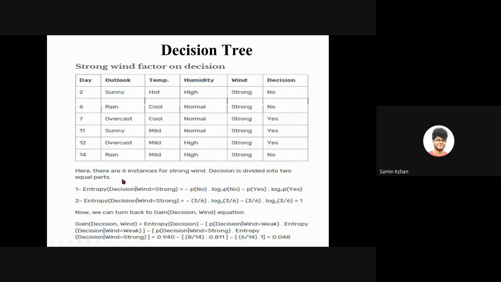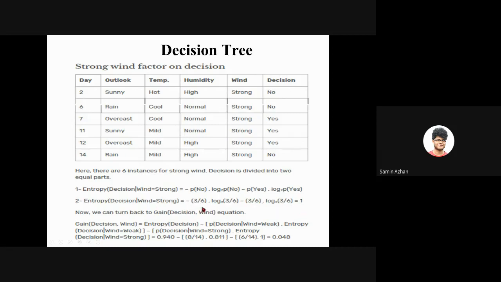So let's calculate the entropy of decision while wind is equal to strong. So again, P of no means probability of no. How many no's are there? 1, 2, and 3. So 3 no's and 3 yeses out of a total of 6 rows. So it should be 3 divided by 6 times log base 2 of 3 divided by 6, minus, for yes, also 3 divided by 6 since there are 3 yeses, times log base 2 of 3 divided by 6. If you put this in your calculator, you'll get something like 1.